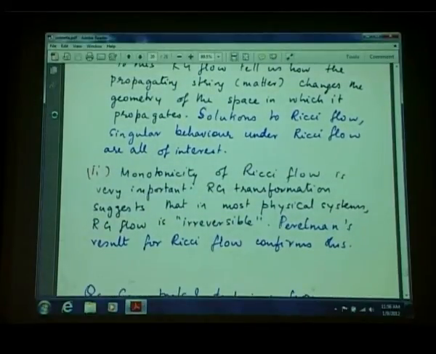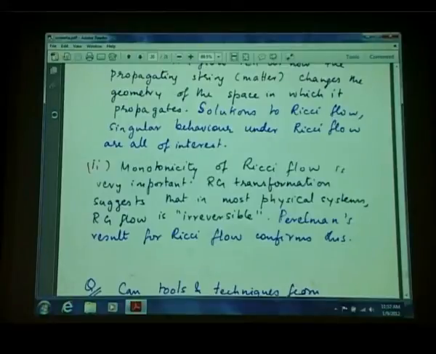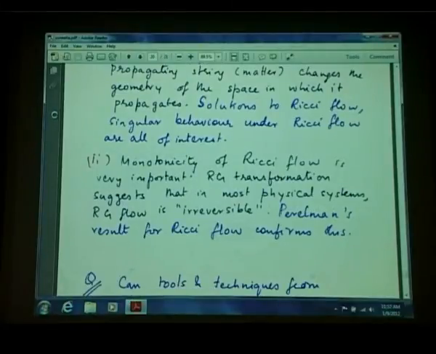Now another important result from Ricci flow which is of interest to physicists is the monotonicity of the Ricci flow. The RG transformation in most physical systems suggests that somehow RG flow is irreversible, it leads you to a simpler physical system. So the fact that Ricci flow is monotonic gives you an example of an RG flow in which this is true. Perelman's result for Ricci flow confirms this, at least for compact manifolds.